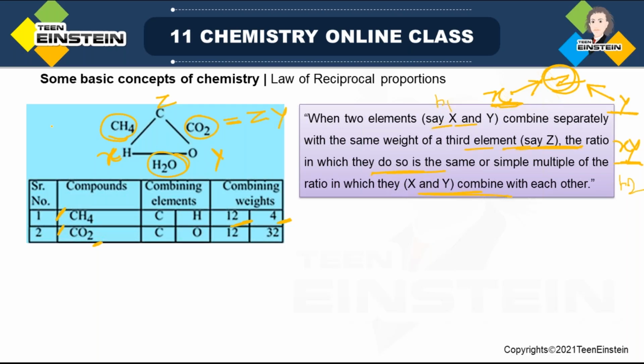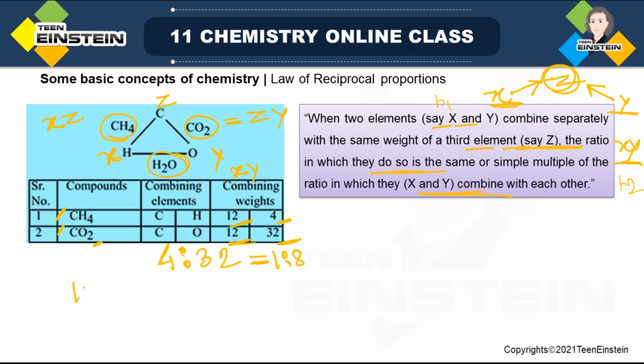I am just writing XZ, and H2O will be XY. So here from the formula CO2, 12 gram of carbon is reacting with 32 gram of oxygen. So the mass of carbon is already fixed. And if you now take the ratio 12 and 32, it is 3:8.